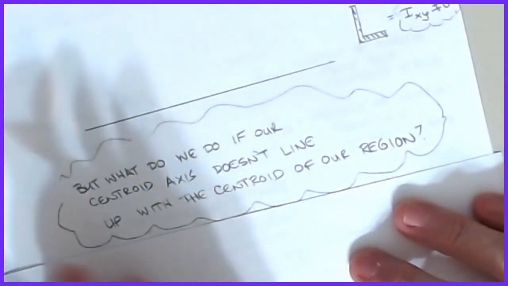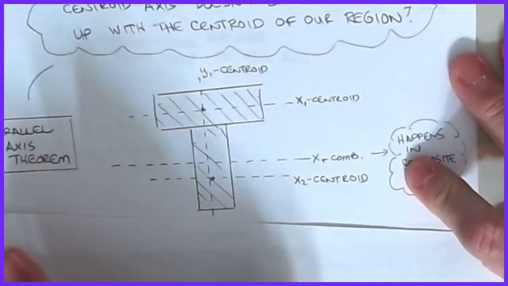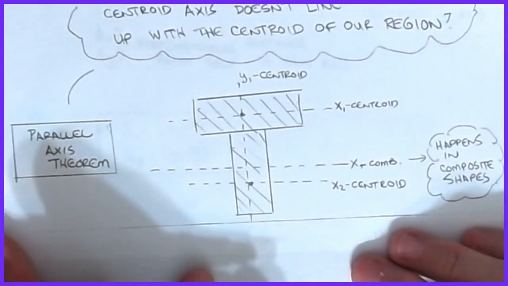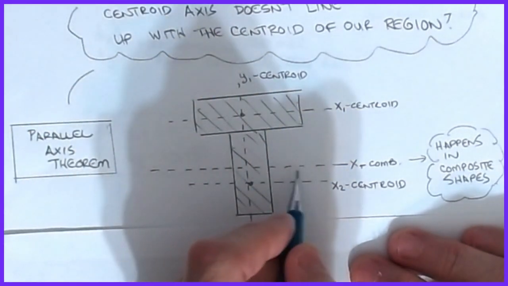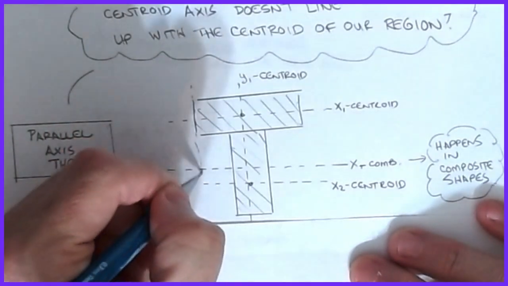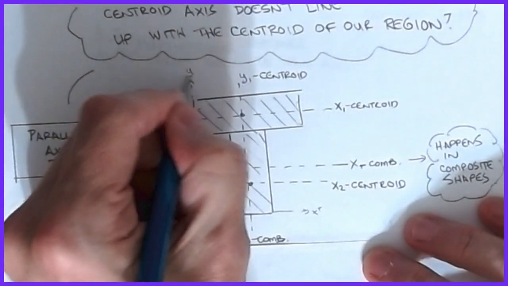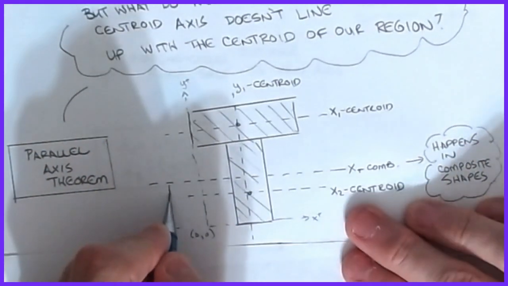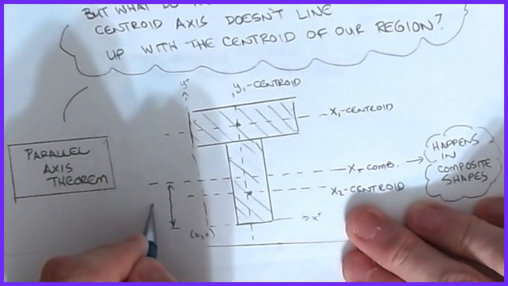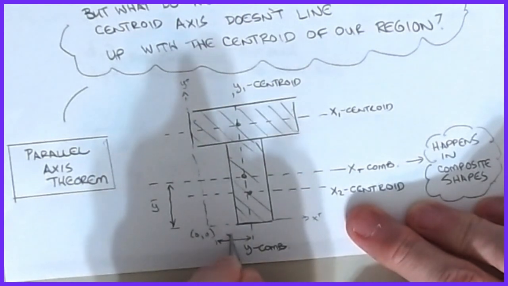What do we do if our centroid axis doesn't line up with the centroid of our region? Okay, and that can happen in a shape such as our example here, which is the one that we were just talking about. I had two rectangular regions, and we went through and found the centroidal location here. If that's my x positive reference and this is my y positive reference and this is 0, 0 on here, then this is my y bar. That's the centroid of the combined shape.